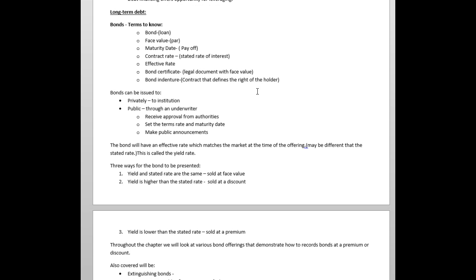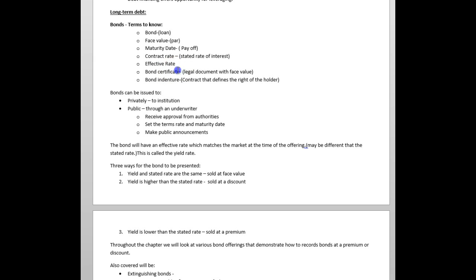Let's get used to some terms, especially for bonds. A bond is literally just a loan that comes due, and you have to pay the interest on it. And it has a face value, which is its par value. It has its maturity date, which is its payoff date. It has a contract rate, which is the stated rate of interest at the time that the bond was created. The effective rate is the rate that the market is bearing at the time that it is sold, which is the rate that the bond will actually be repaid on.